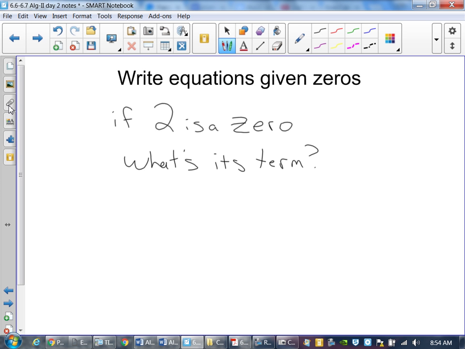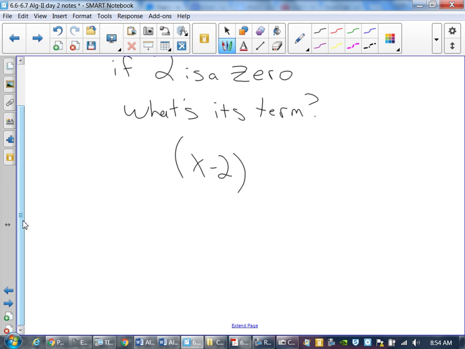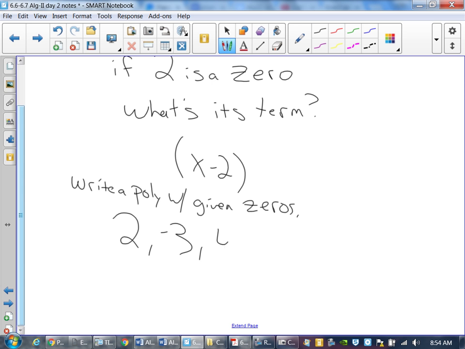X minus 2. So then, basically, if I ask you to write a polynomial given specific zeros, it'll look like this. Write a polynomial with given zeros 2, negative 3, and 4.